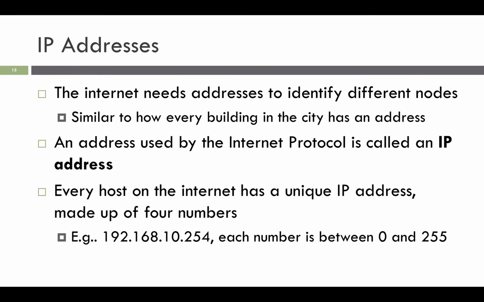Before the node or router can deliver the data, it needs to know where to go. The Internet needs an addressing system. Addressing systems are familiar, such as how buildings and streets in cities have an address. The addresses used by the Internet Protocol are called IP addresses. Every host on the Internet has a unique IP address that's made up of 4 numbers that range from 0 to 255. An example of an IP address is 192.168.10.254. Just as a mailing address tells the postal system where to send the mail, IP addresses tell the Internet Protocol where to send the data.